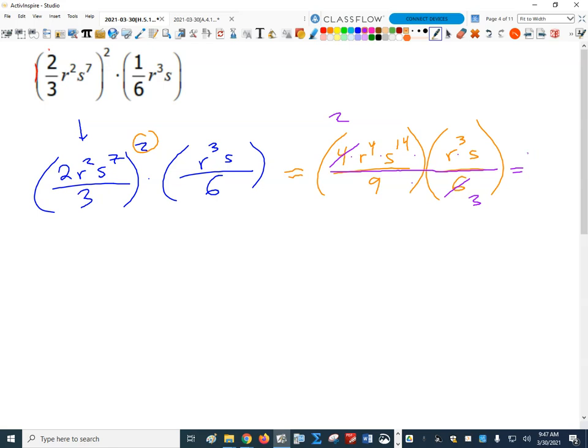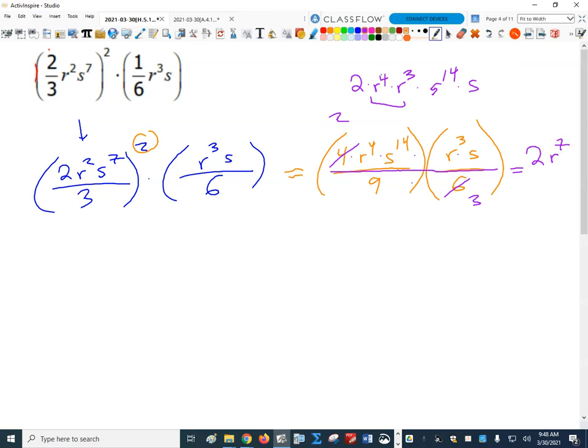Now I've got a 2 on the top, and I can use my properties of exponents. So I'm going to commute these factors so that I'm going to multiply them in the order in my head. I'm not going to do this on paper, but in my head, I'm going to multiply 2 times r to the 4th times r cubed times s to the 14th times s to the 1, right? I'll multiply them in a convenient order. And then what am I able to do here if I multiply those like bases? What is that? R to the 7th.